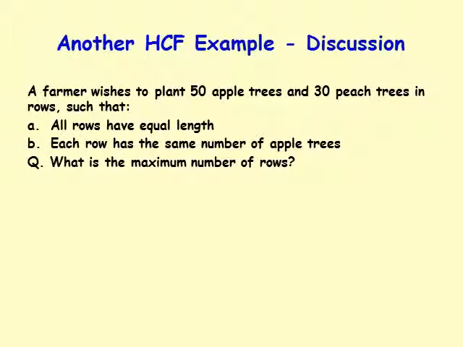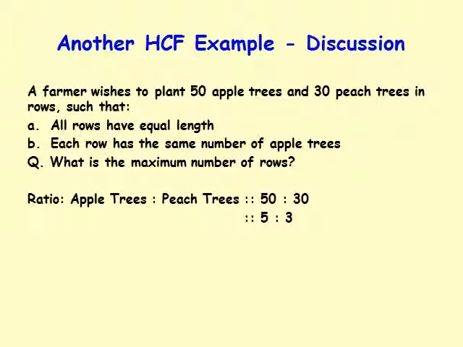Let's discuss this. All those are equivalent. That's the problem here. We know that from the previous slide. So apple trees, and these are ratios here. We use proportionality and ratios, which is 50 to 30, and the reduced form is 5 to 3. So the ratio of apple trees is 5, and of peach trees is 3.